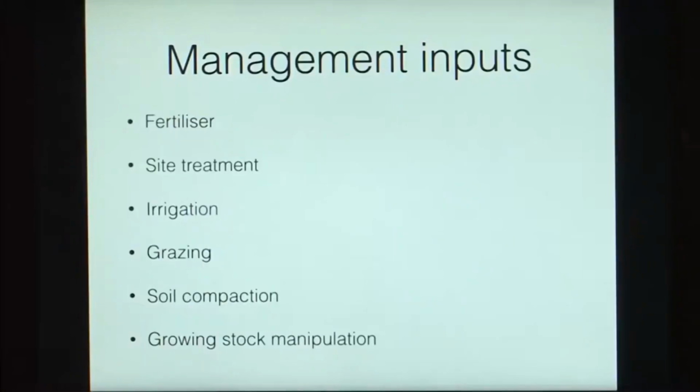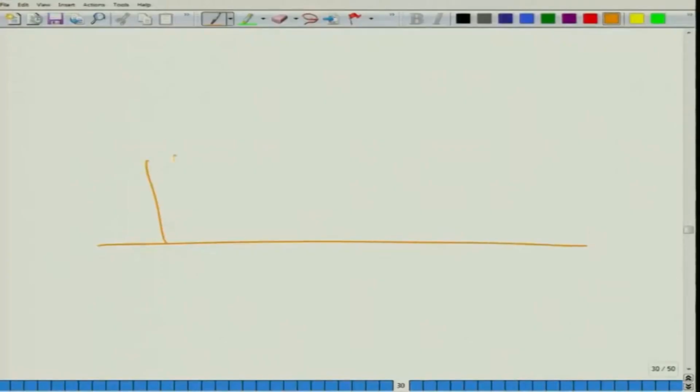Coming back to the slide, you can also have growing stock manipulation. When we talk about growing stock manipulation, what we mean is, say, in the case of a forest where you have your trees that are very close together.